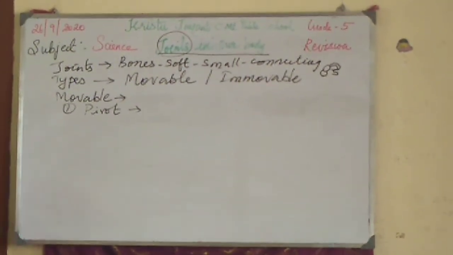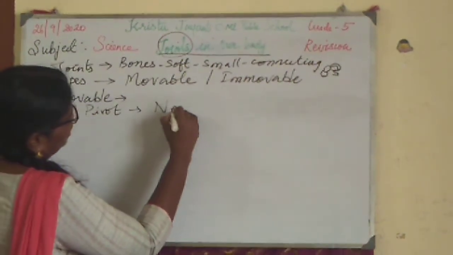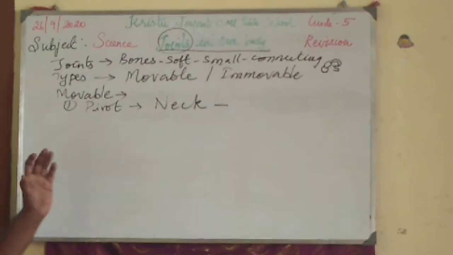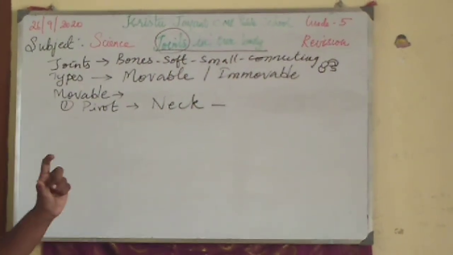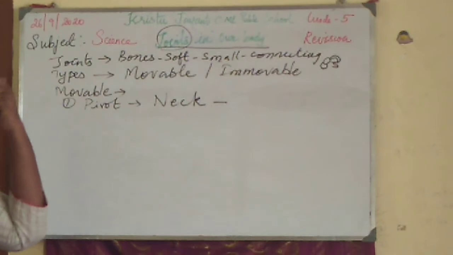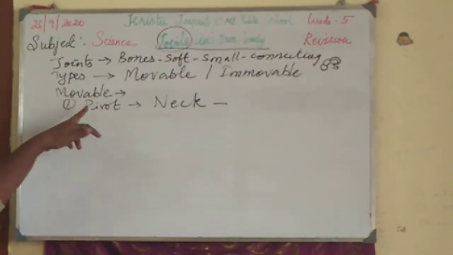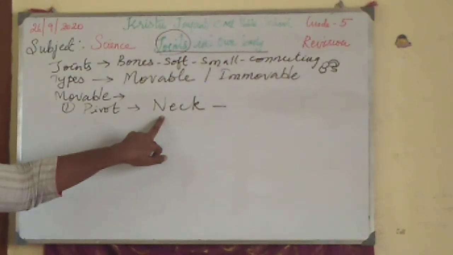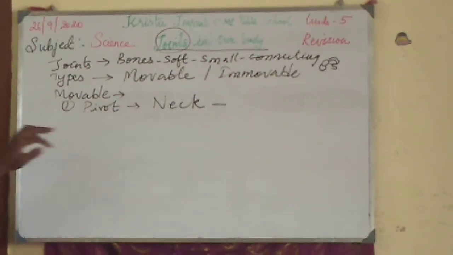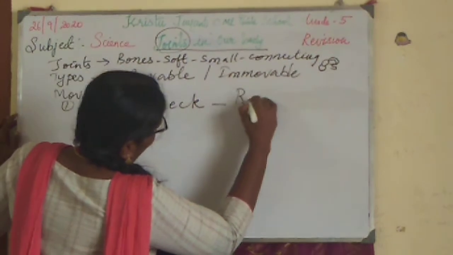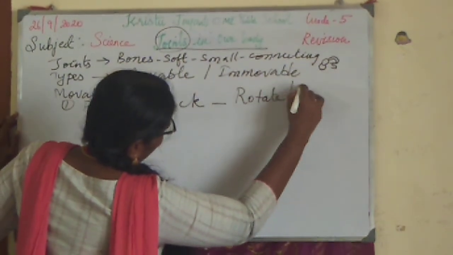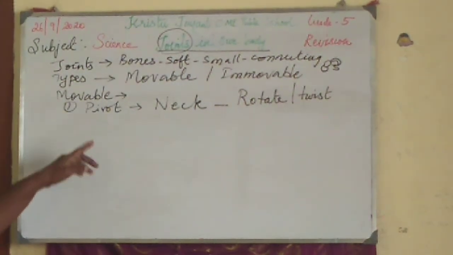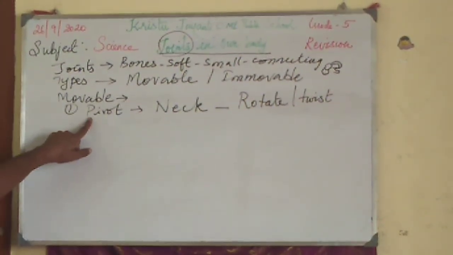So where can you find this joint? In the neck. To touch your neck, there you will have a joint which is connecting your skull upper part and the shoulder bones. That connection, that joint is called pivot. It is found in the neck, and the function is it can rotate and twist. Okay, because of that we are calling it as pivot joint.